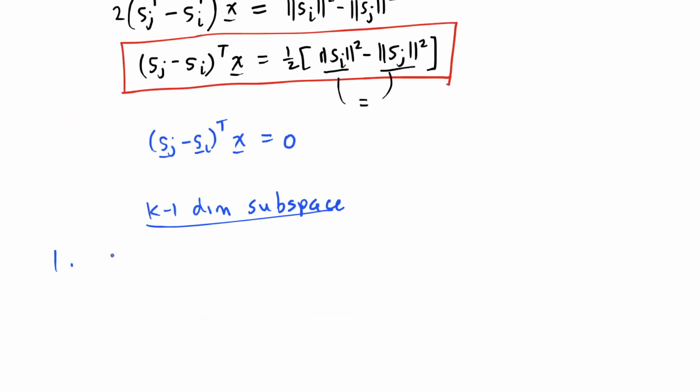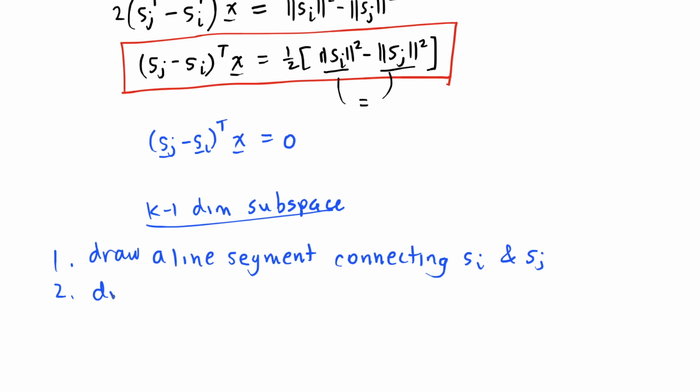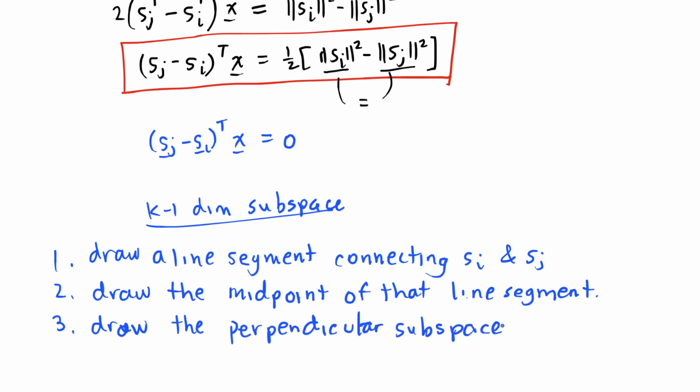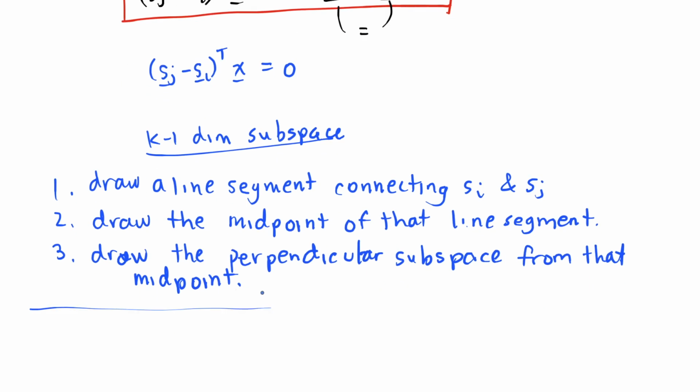So let's talk about steps here. We draw a line segment connecting Si and Sj. Then we draw a point in the middle of that line segment. And we draw the perpendicular line to the line segment through the midpoint. And that's it. That's how we separate region j from region i.